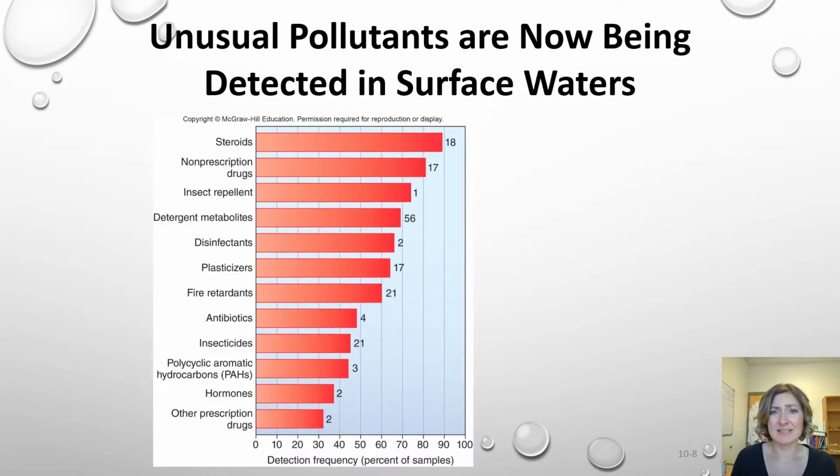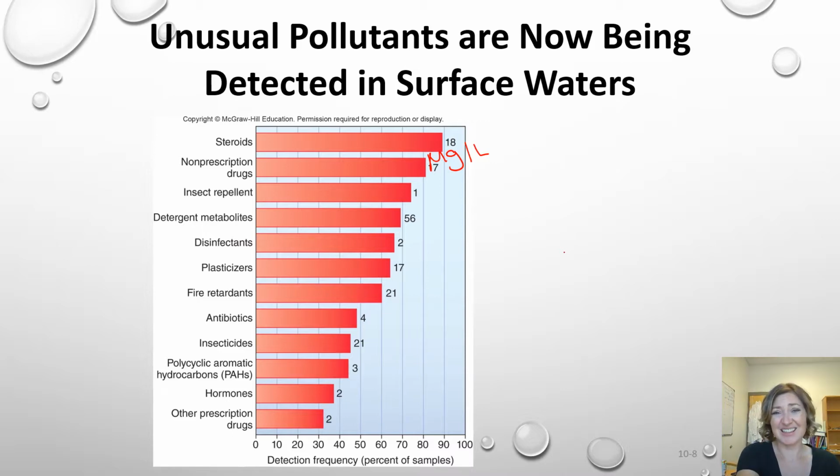Jumping off of our last slide discussion on some of these unusual contaminants, it's not that they weren't there before, it's that we're now able to test for these pollutants, so we're able to actually detect them in surface waters. Some of the more unusual pollutants that we're finding in surface water, and I apologize, we're going to write this down real quick. This is being measured in micrograms per liter. So small amounts, but enough to be detected. And again, we just don't know what the effects are in the environment.